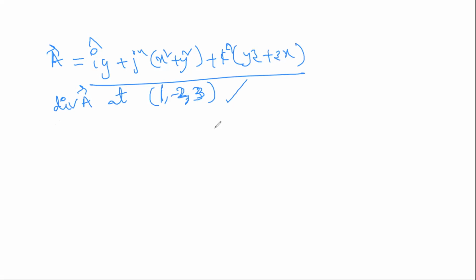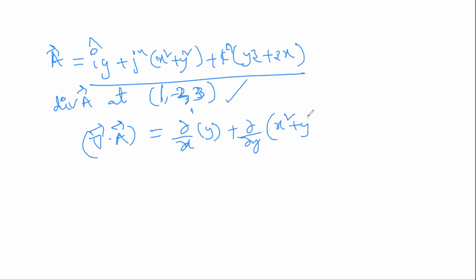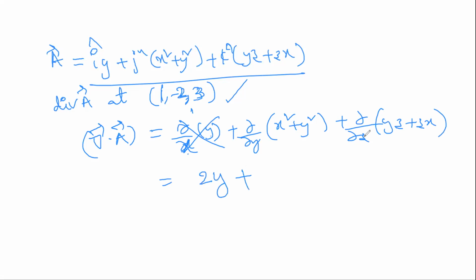So how do you calculate this? Divergence of A, del dot A equals, we know that i dot i is 1. So ∂/∂x of y plus ∂/∂y of (x square plus y square) plus ∂/∂z of (yz plus zx). What is ∂/∂x of y? It is 0, because partial differentiation of y with respect to x is 0. ∂/∂y of this one is 2y, plus ∂/∂z of this one will be y plus x. So 3y plus x is the divergence of vector field A, at the particular point (1, -2, 3).